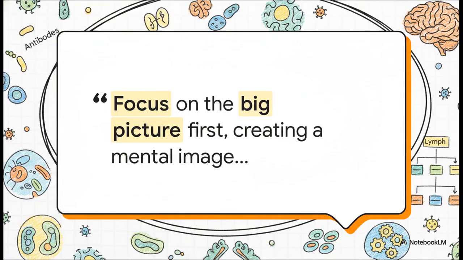Moving right along to Section 2, innate immunity, and why we need a mental image first. The source text gives us this brilliant piece of MCAT strategy. It says, focus on the big picture first, creating a mental image to help you put these concepts together, then go back and plug in the details. So let's build that mental image right now by looking at your body's foundational physical and chemical barriers.